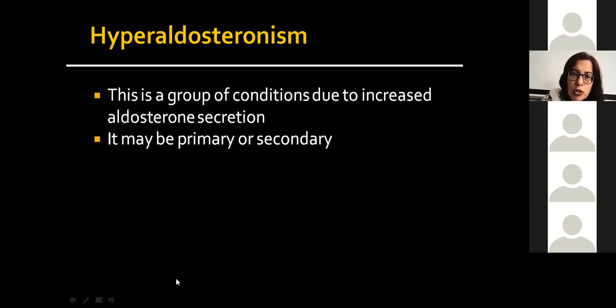You know that aldosterone is secreted from the adrenal medulla. Glucocorticoids, cortisol, were secreted from the adrenal cortex. Now aldosterone is secreted from the adrenal medulla. It may be primary or secondary. Primary, you already know, is if the gland itself is not functioning properly. If there is something other than the gland which is not functioning, then it is secondary.